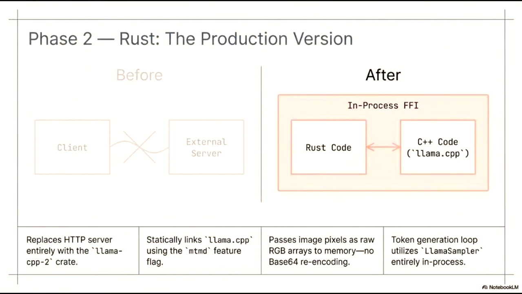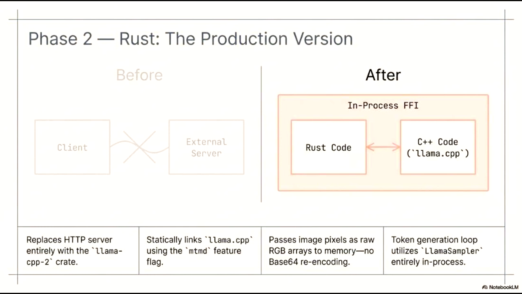Phase 2 represents the transition to our production-ready Rust implementation. As illustrated in the comparison between the before and after states, we have moved away from an architecture dependent on an external server. Instead, we have adopted an in-process FFI model that directly integrates our Rust code with the underlying C++ code from llama.cpp. This shift involves several critical optimizations.